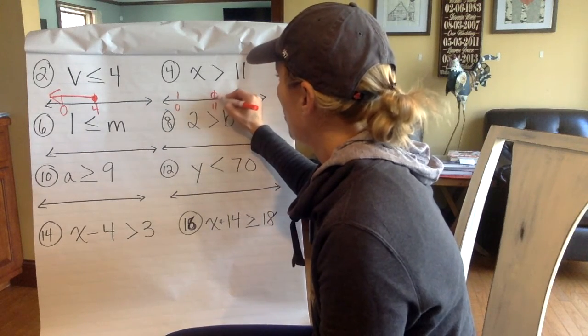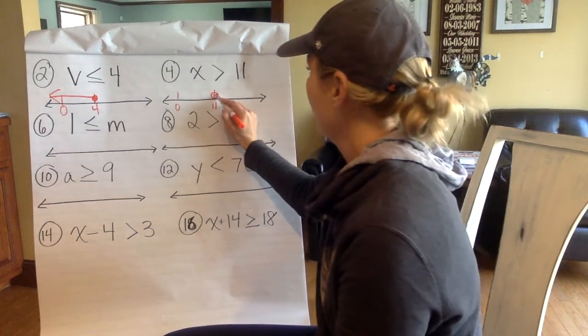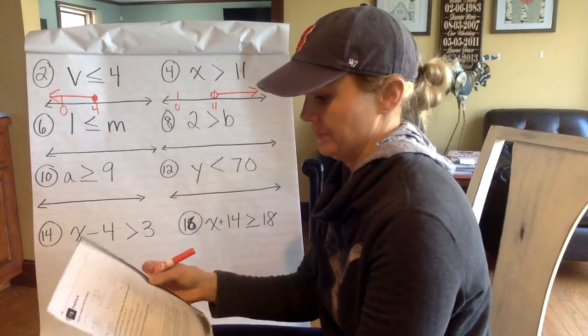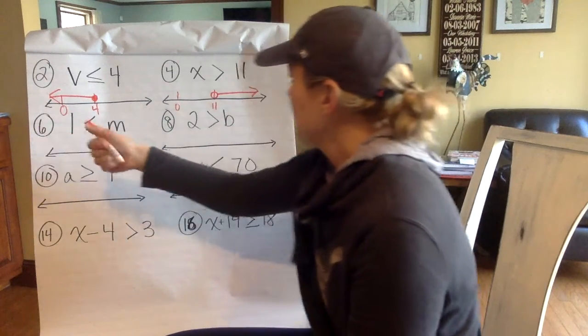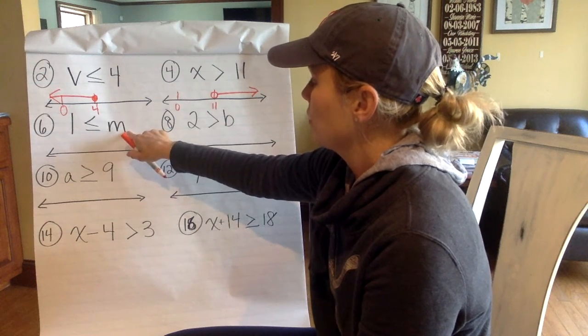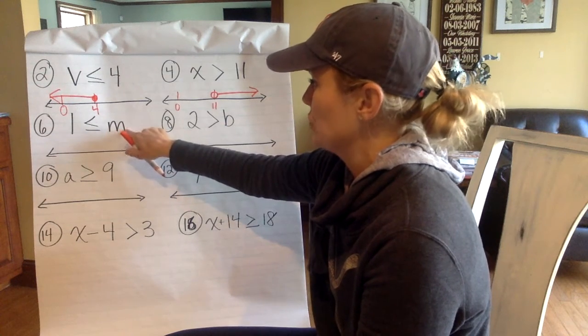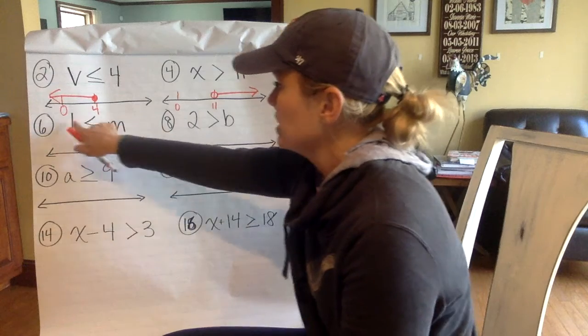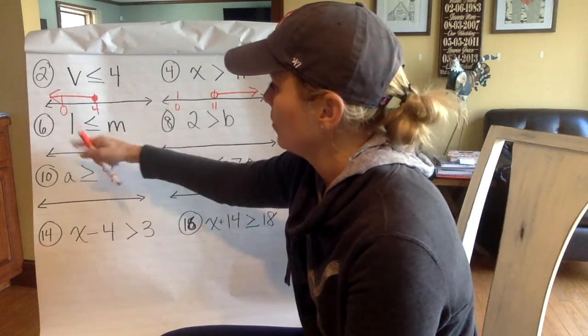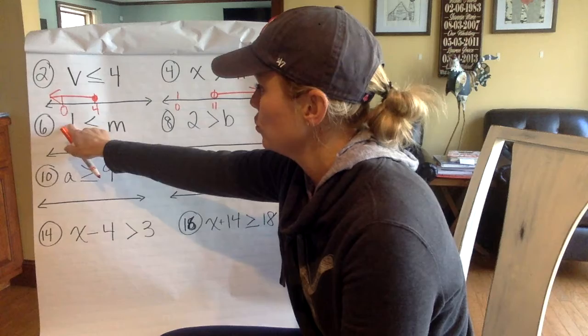I'm going to have an open circle this time, and it's greater than 11, so my arrow is going off to the right. In number 6, be careful when your variable's on the right. We want to make sure that we're reading it with your variable first. So I can read it this way, 1 is less than or equal to m, but I can also read it the other way. M is greater than or equal to 1.